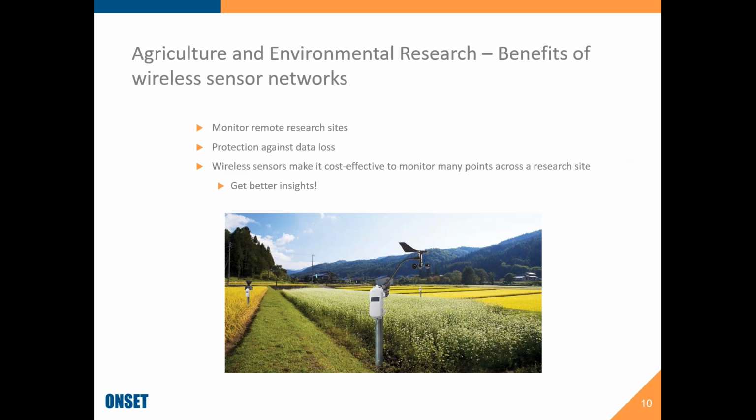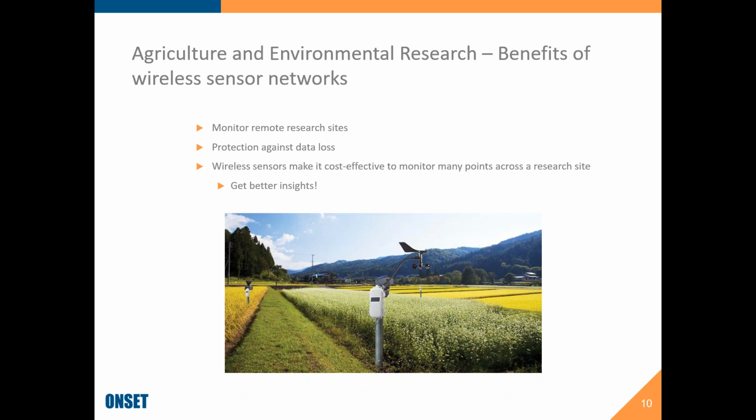And for all of those that are in environmental research, there are many benefits. These are just kind of the highlights. One of the key things is quite often your research sites are remote from where you're located. Having web-enabled wireless sensor networks allows you to monitor these sites even when you're not there. And another important benefit is protection against data loss. Because the data is being uploaded to the internet on a regular basis, you've got a record of your data.